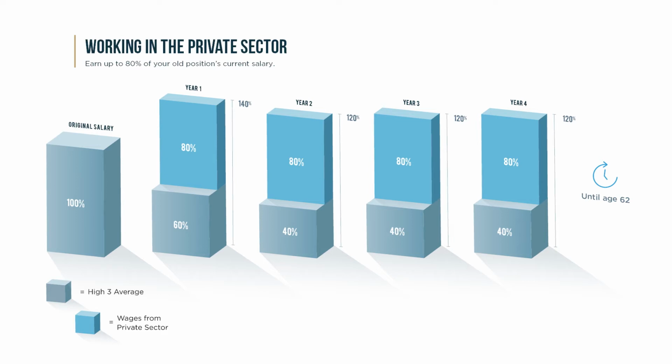On year one, receiving disability retirement, you'd receive the 60% of your high three salary, but then you could also work in the private sector making 80% of your previous position's current salary for a total of 140%, or using our example, $140,000. And then year two, and each year after, you'd get 40% from your disability retirement, but then you'd also be able to continue working in the private sector, making up to 80% of that previous position's original salary for a total of 120% or $120,000.